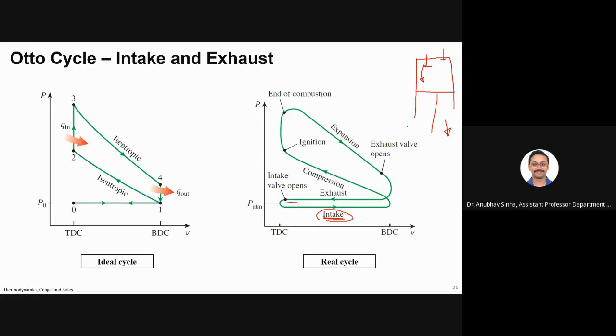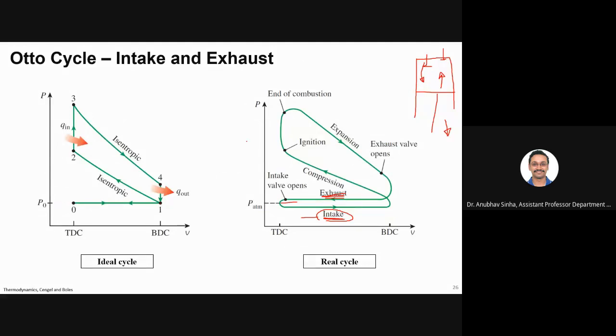Similarly, when you exhaust, the piston is pushing out. We force the burnt air to go out, so for that condition the pressure will be slightly higher than atmospheric. We are pushing it out through a narrow hole. So the exhaust valve will open and we push out the burnt gases. For both these conditions, we are not at atmospheric. We are either above or below atmospheric. But in an ideal cycle, we assume that everything happens at atmospheric or ambient pressure.